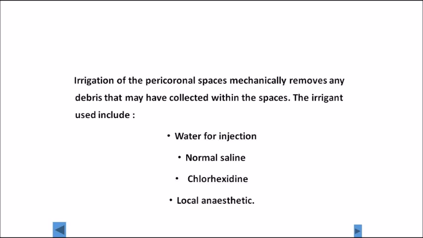How do we treat? Primarily what we do is we irrigate the pericoronal space mechanically to remove any debris that may have collected between that gingival flap and the tooth. And the commonly used irrigants are water, normal saline, chlorhexidine, and to relieve the pain, local anesthetic is also a good option for irrigation. After this, we may advise antibiotics for the patient, and depending upon whether the tooth will erupt, we can wait for the tooth to erupt, or if the tooth is not going to erupt, we can extract that tooth. That should be following radiographic evaluation.